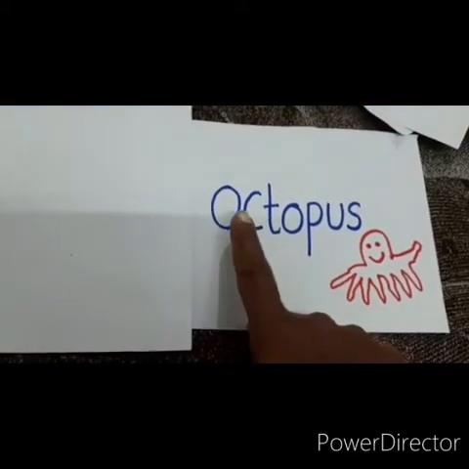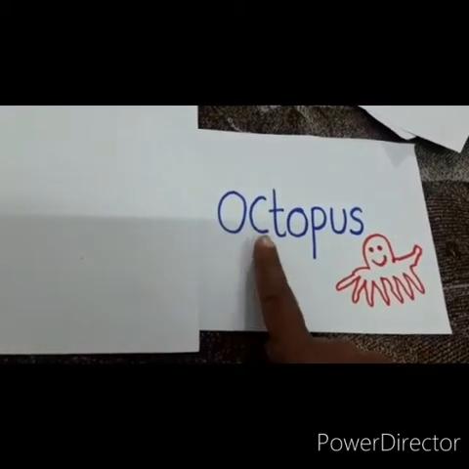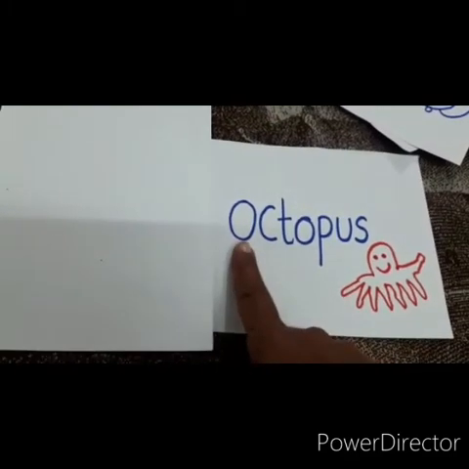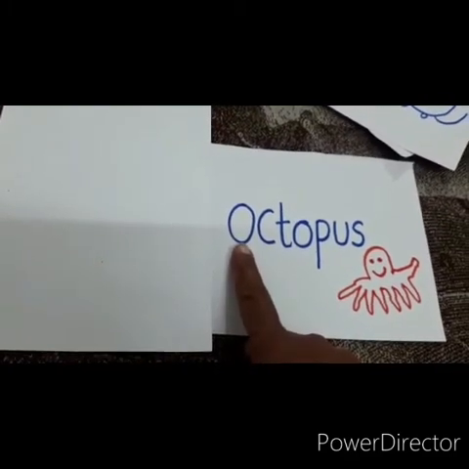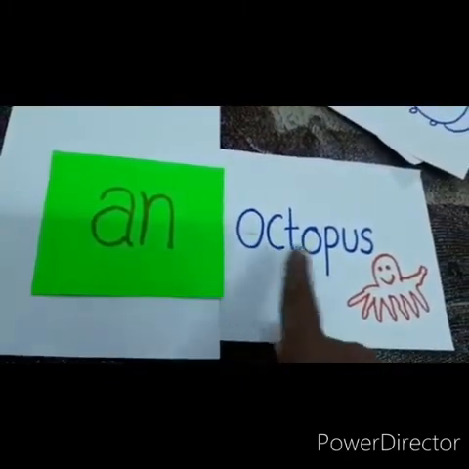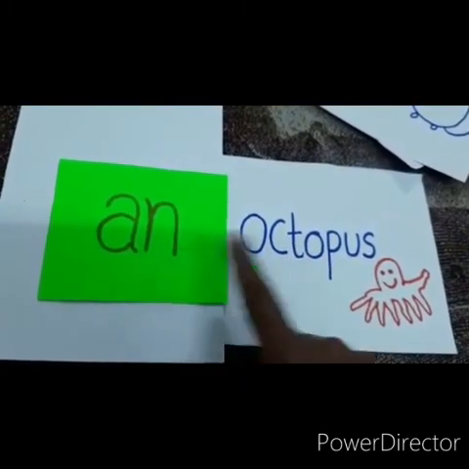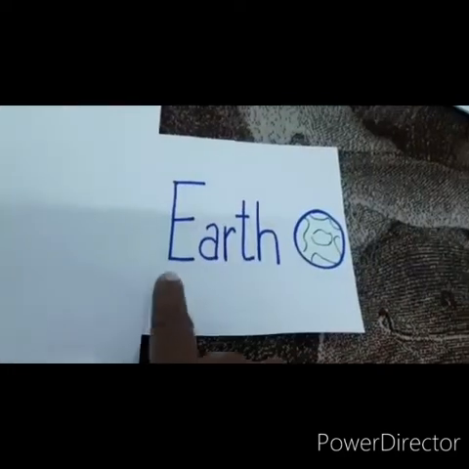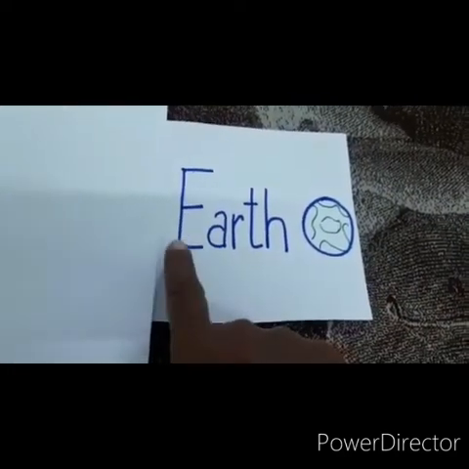So here is an octopus. Octopus. So here the first letter is O, and O is also a vowel. So again here we use an octopus. An octopus.